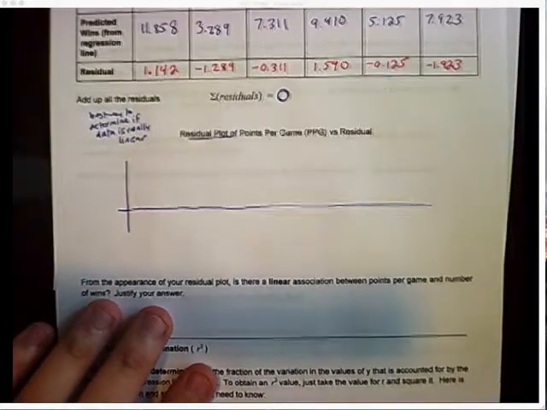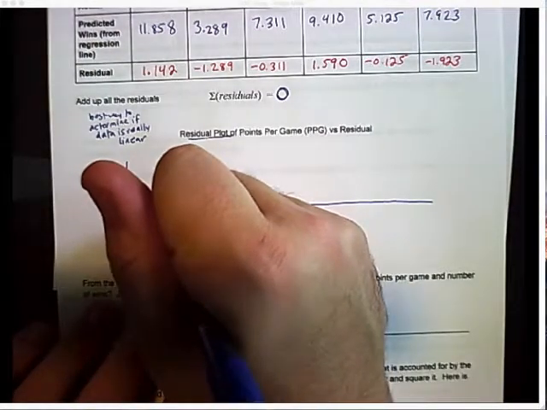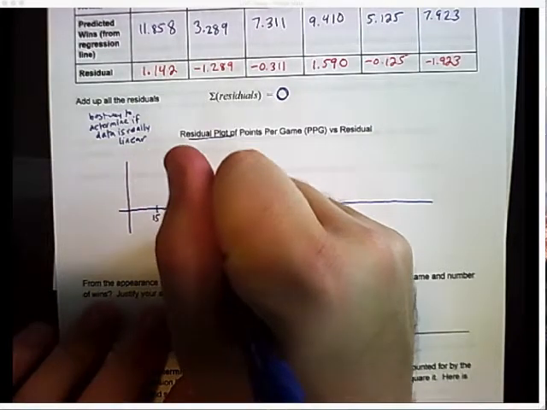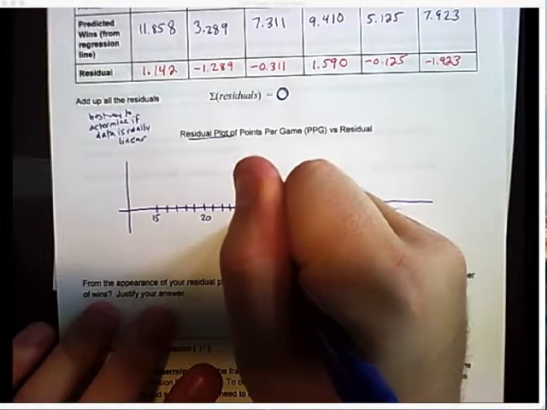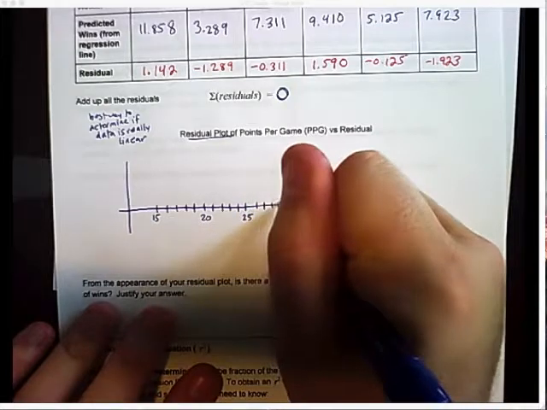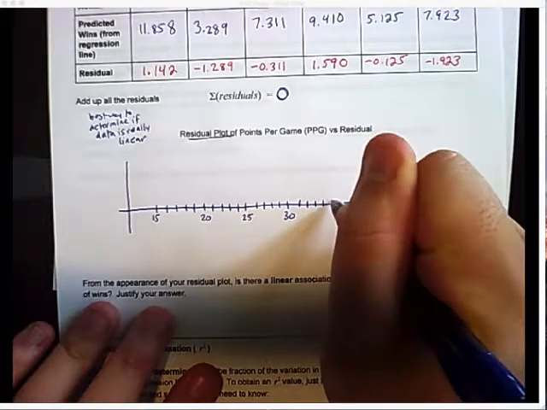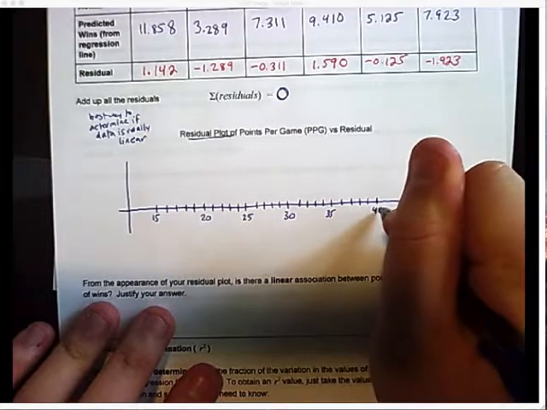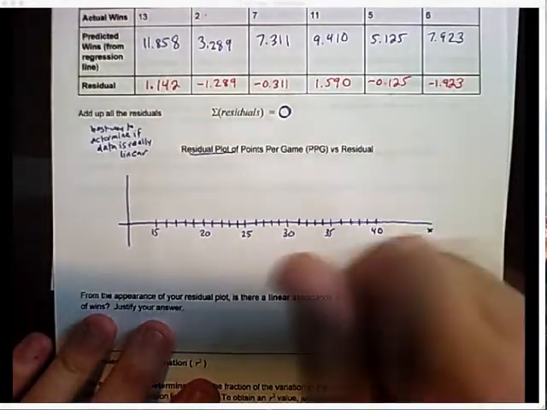So in our points per game, it pretty much started at 15. The team that scored the least amount of points had 15 points something. So 15, 16, 17, 18, 19, 20, 21, 22, 23, 24, 25, 26, 27, 28, 29, 30, 31, 32, 33, 34, 35, 36, 37, 38, 39, 40. So on this axis is still the x value. So this is still points per game.